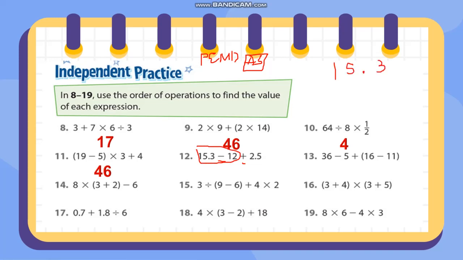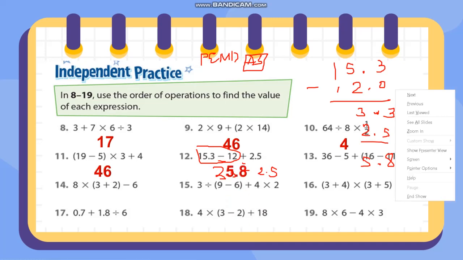15.3, or 15 and 3/10, minus 12.0. So 3 minus 0 is 3, then 5 minus 2 is 3, then 1 minus 1 is 0. So I have 3.3. After that, I need to add 3.3 and 2.5. What is 3.3 plus 2.5? You simply add 3 plus 5 is 8, copy the decimal, 3 plus 2 is 5. That's why the final answer is 5.5.